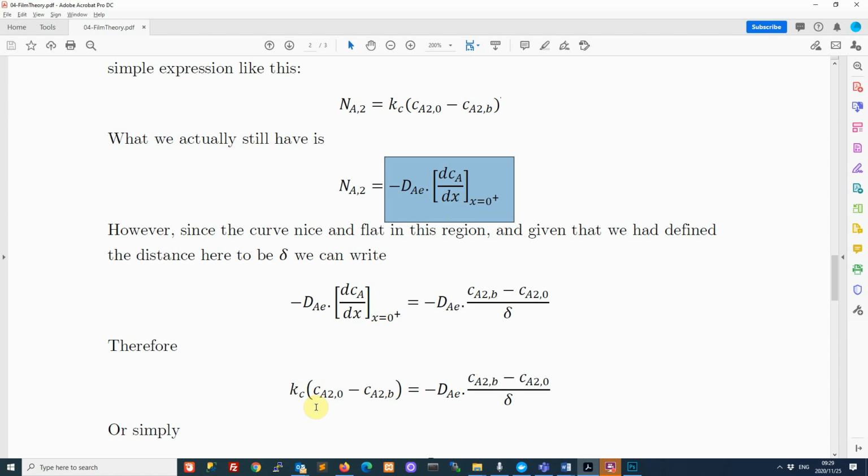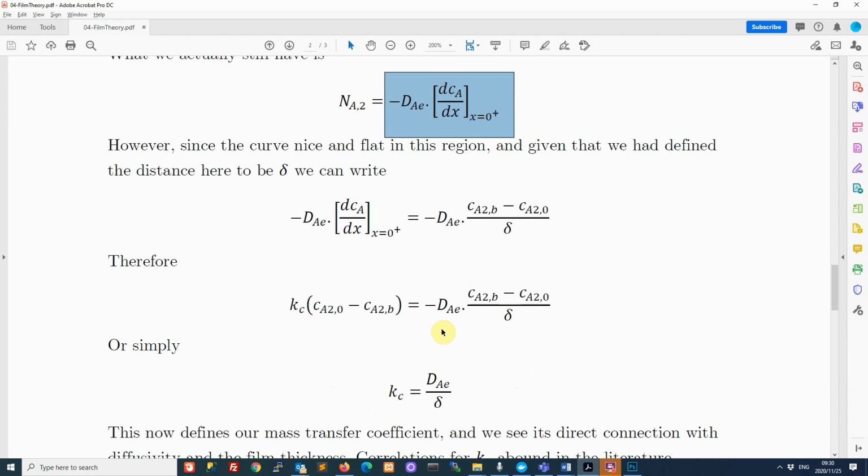So we are hoping to find a form like this. So if you compare these two equations, you can see the concentration driving force is the same. So it's Ca2 naught minus Ca2b. So it's the same difference, just there's a minus sign here. And so when we look at this, we can cancel these two and write simply that our mass transfer coefficient is our diffusivity divided by the film thickness, right? So that's a nice relationship then.